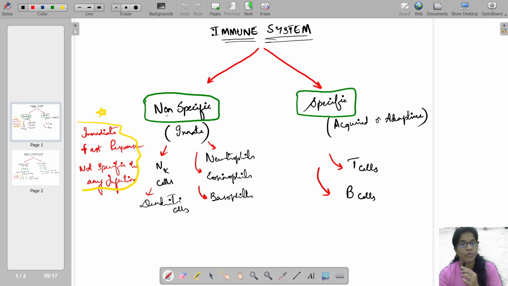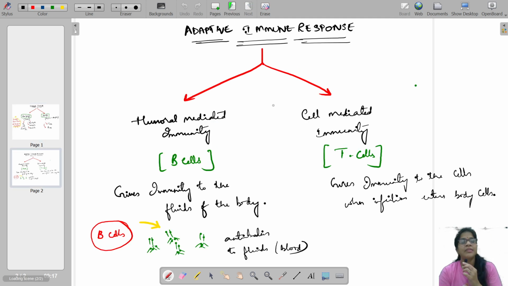So they may ask you in the questions of NEET, so please remember about it. Okay, and now let's see how this acquired or adaptive immunity is further divided. This adaptive immune response is divided into humoral mediated and cell mediated.